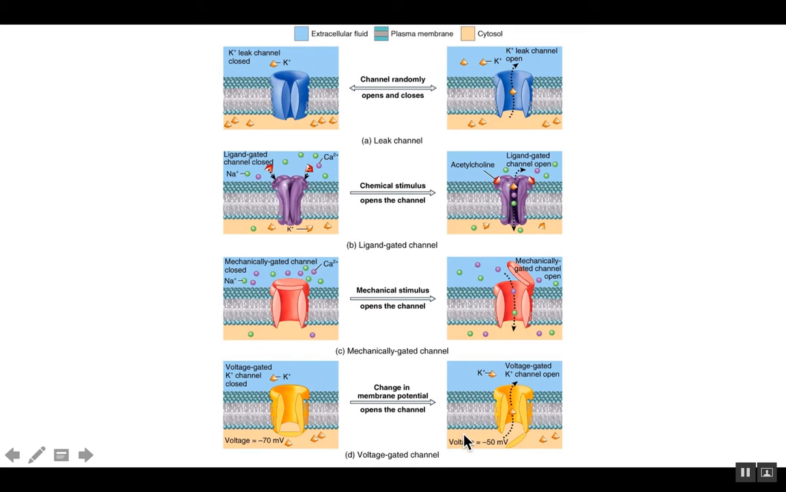Notice what happens. Something caused that negative 70 to get to negative 50. So the voltage changed. And quite often when voltage changes, that will open a voltage-gated channel. And this is a voltage-gated channel for potassium. We see that when this neuron reached negative 50, potassium moved through. I wouldn't be too concerned about what ions are moving through these channels. This is a figure just to teach us what we mean by leak channel, ligand gated, mechanically gated, and voltage gated. We're going to be using a lot of that terminology going forward.